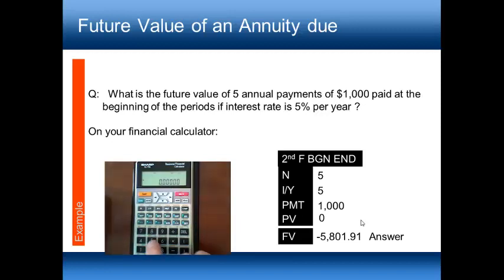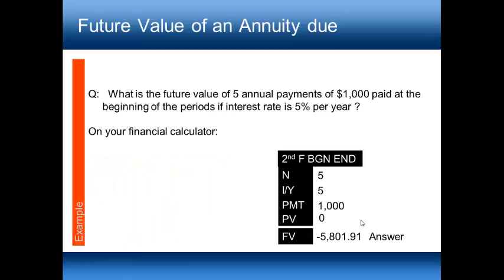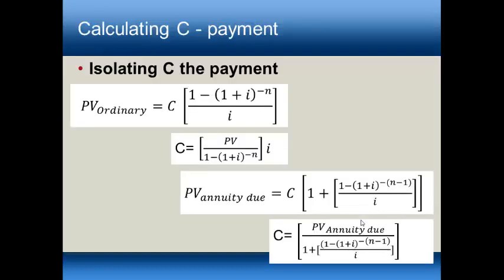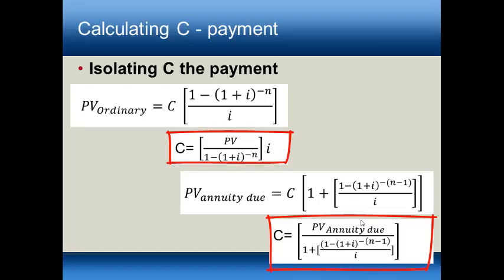We'll re-enter the variables: 5, 1,000 payment, and compute the future value. And we'll obtain the future value of 5,801, which is a bit higher than what we obtained using the ordinary annuity. To compute the payment, or the C variable, you'll need to isolate C.